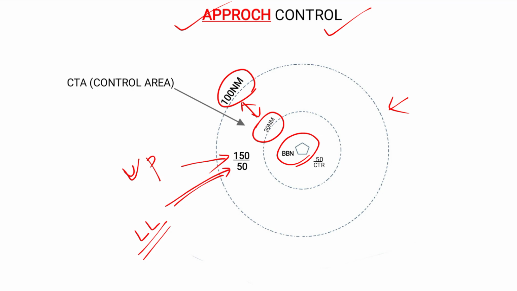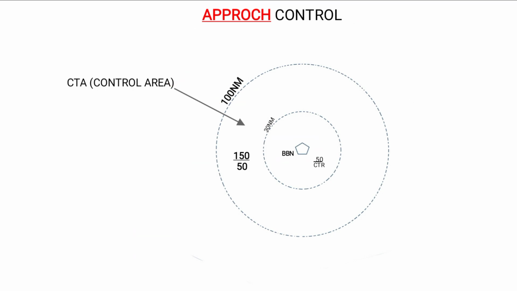This is the dimension of this approach control's airspace, and the name of the airspace is Control Area, CTA. Again, we'll repeat this. The dimension of the airspace given to approach will be indicated in the map with a dotted circle. A horizontal dimension will be written at 100 nautical miles. The vertical dimension is written here somewhere. This is the lower limit. This one is the upper limit. Right, the name of this airspace is called Control Area.